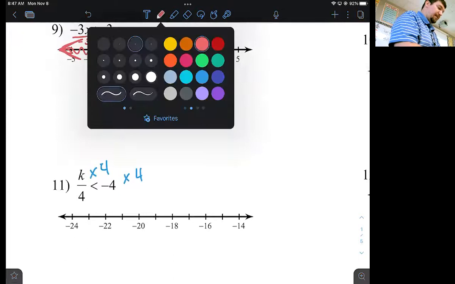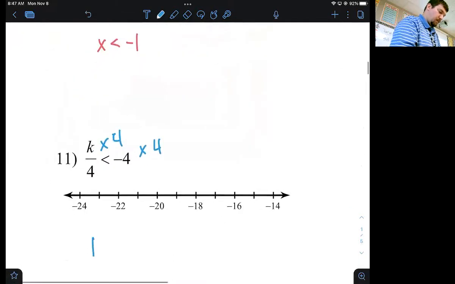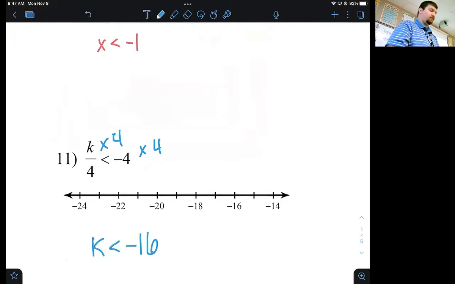Branson, -4 times +4 is? Excellent. And remember, we're not flipping the sign here because we were just multiplying by 4. It doesn't matter that there was a -4 over on this side. That negative doesn't matter. So, Ashlyn, do I put an open or closed circle around the -16? Good. Is k bigger or smaller? So shade to the, good job.